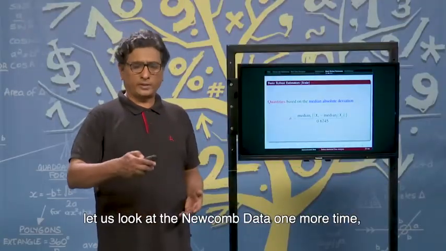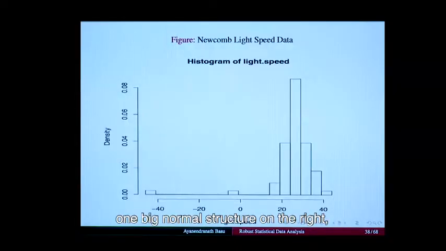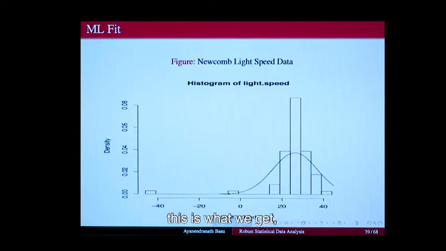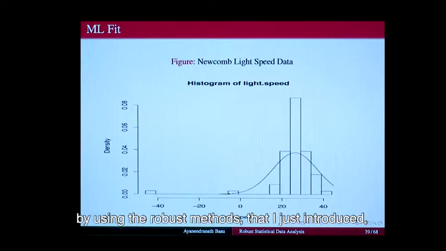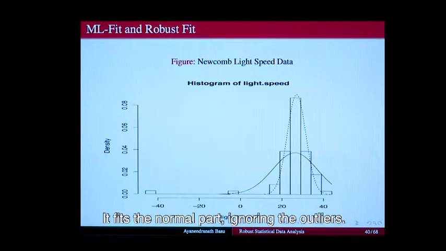So, if we want to see how these methods work in actual practice, let us look at the Newcomb data one more time. So, this is the Newcomb data, one big normal structure on the right, two outliers on the left, and we fit a normal model to this by the method of maximum likelihood. This is what we get, a completely useless fit, but if we fit a normal model to this by using the robust methods that I just introduced, this is the fit I get. It fits the normal part ignoring the outliers.